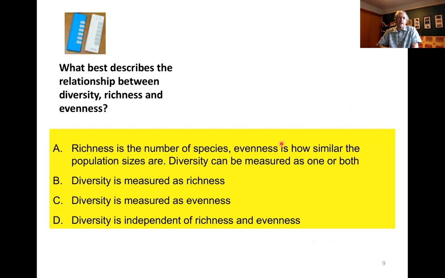Okay, so let's do a quick fake clicker question. So just think about this in your head. What best describes the relationship between diversity, richness, and evenness? A, richness is the number of species, evenness is how similar the population sizes are. Diversity can be measured as one or both. Or B, diversity is measured as richness. C, diversity is measured as evenness. Or D, diversity is independent of richness and evenness. Let's give you 10 seconds.